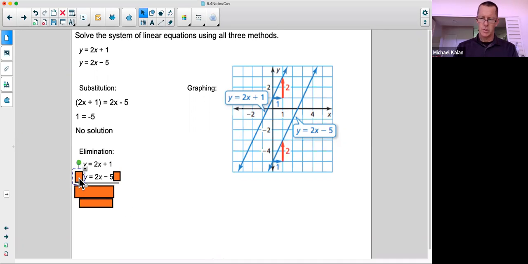Okay. And if you did it by elimination, look what happens. If you subtract down, you don't just get one of the variables to disappear, both of them do, and 6 equals 0. No.